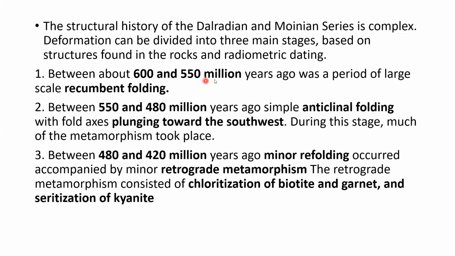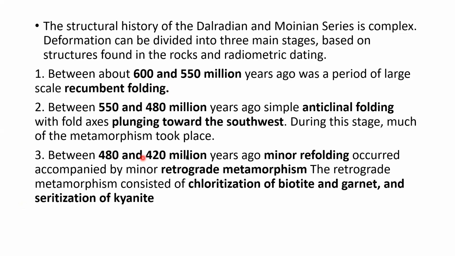Between about 600 to 550 million years ago, there was a period of large recumbent folding. So large recumbent folding जो है Dalradian and Monian facies series में कब हुई थी? 600 to 550 million years ago. This is important. Now coming that between 550 to 480, वहां पे एक सिंपल एंटीक्लाइनल फोल्डिंग हुई थी, जो कि साउथवर्ड, साउथ वेस्ट की तरफ प्लंज हो रहा है. During this stage much of the metamorphism took place. तो अगर हम तीनों स्टेजेस को देखें, उसमें सबसे ज्यादा जो मेटामॉर्फिज्म हुआ है वो एंटीक्लाइन फोल्डिंग के दौरान हुआ है, ना कि रिकम्बेंट फोल्डिंग के दौरान.